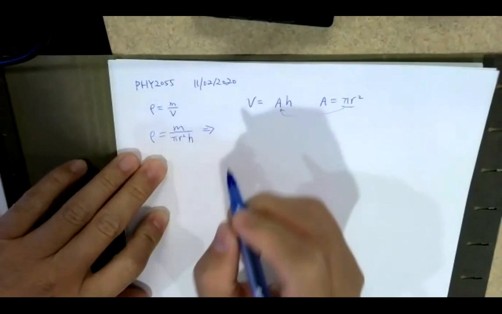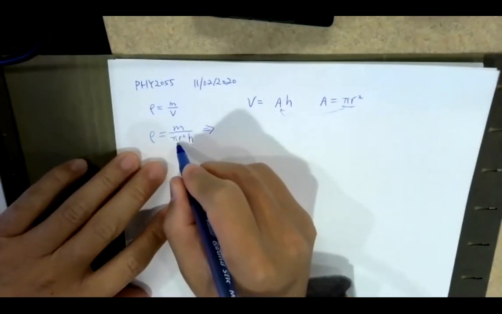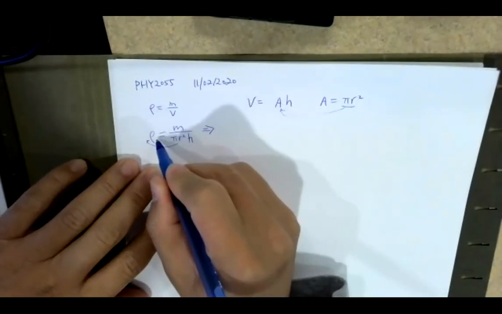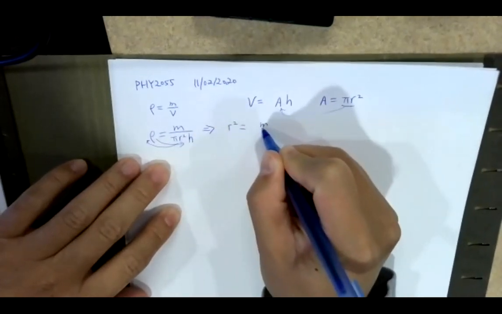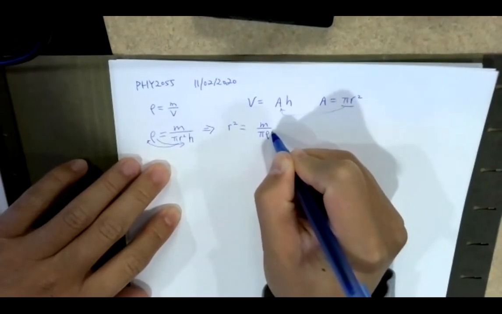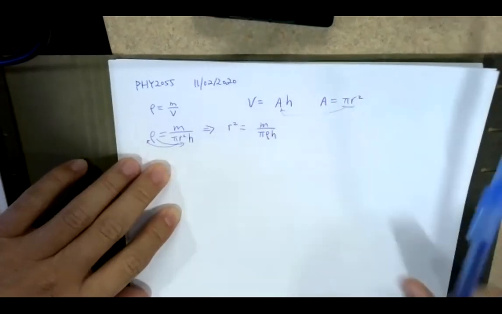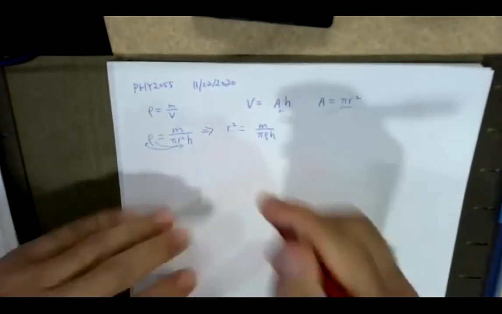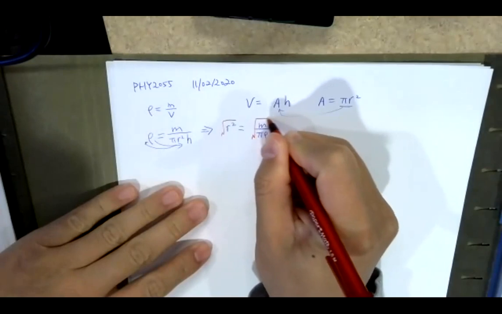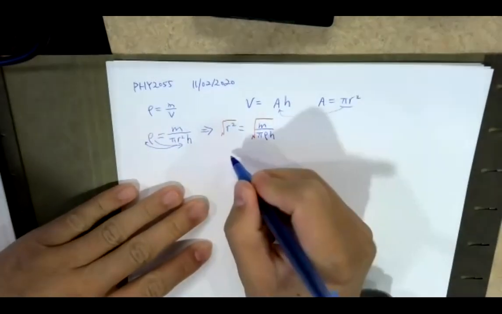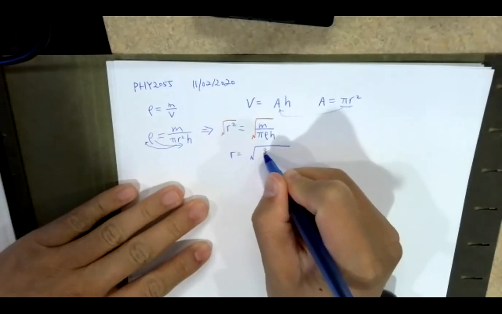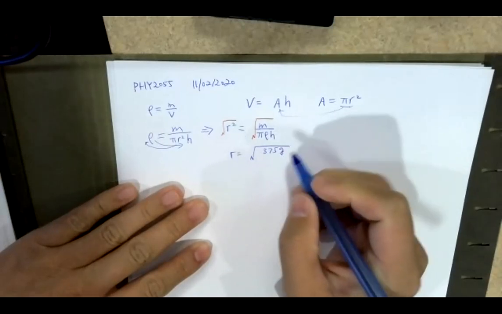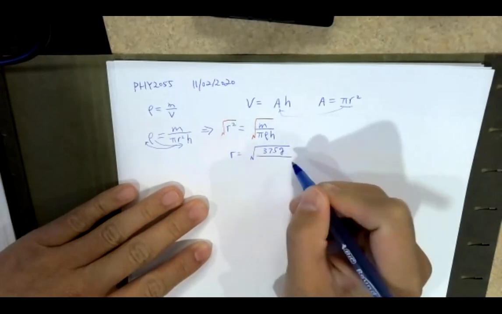From here, you'll see that for R, you're just going to put R on this side of the equation, and then put rho down here. So R squared equals M divided by pi times rho times H, right? Then you'll take the square root of both sides of the equation to get your radius equals the square root of the mass, which is given as 375 grams.